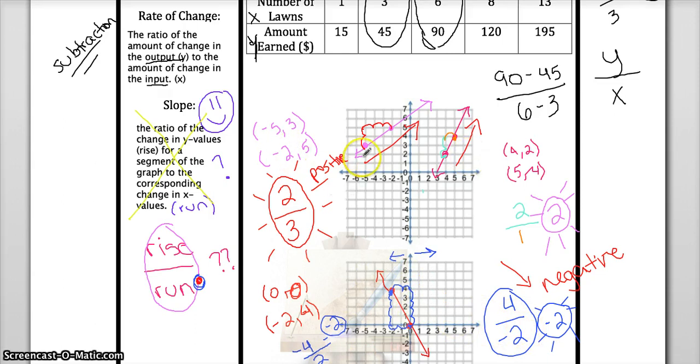If you ever have a line going in this direction, like this pink line or this red line, you know that it's going to be a positive slope. But if you ever have something going down, it's going to be a negative slope. All right, so you are allowed to have negative slopes in your answer, and you're also allowed to have positive slopes. They're both totally okay.